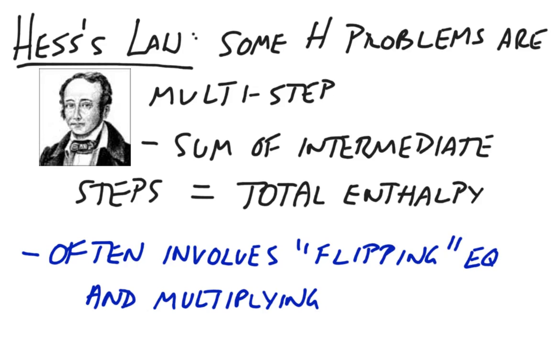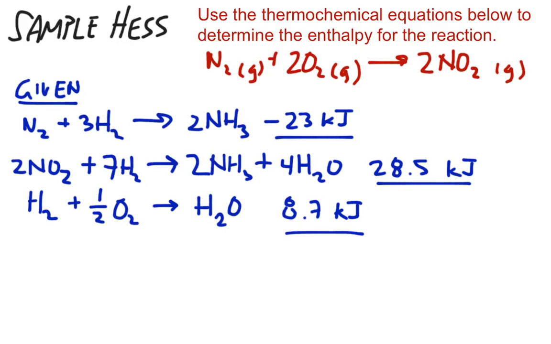In order to make a problem like this work, however, we need to look at each of the individual steps and often flip the equations to come up with the total enthalpy of the entire system. So here we have an example problem of Hess's law. It says use the thermochemical equation below to determine the enthalpy for the reaction. We'll be trying to determine the enthalpy of this reaction right here, based on these 3 knowns. The idea is to cancel out what you don't want in order to get what you do want. We do want 1 nitrogen and 2 oxygen molecules on the reactant side and 2 molecules of nitrogen dioxide on the product side.